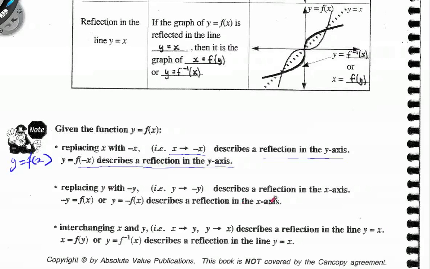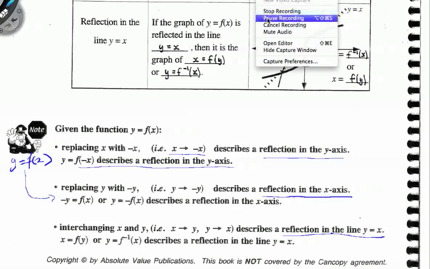Replacing y with negative y describes a reflection in the x-axis. So this function also has gone from here to negative y equals f of x, or you can write it as y equals negative f of x. Reflection in the x-axis. Interchanging x and y, as we know, like this, describes a reflection in the line y equals x. And we can use the inverse notation for the function. So those are the three reflections we are interested in.